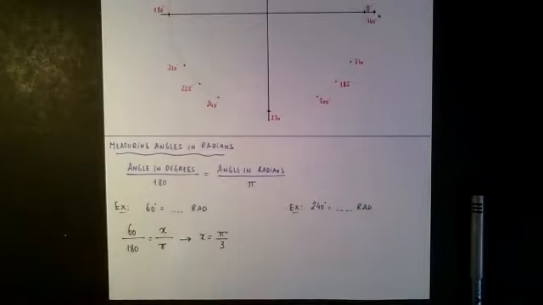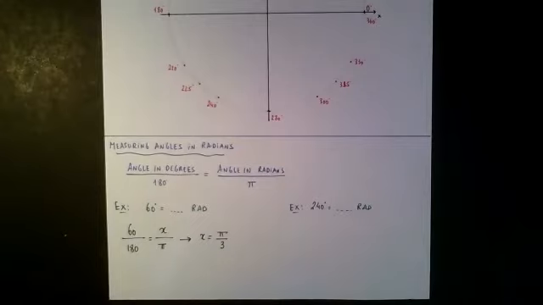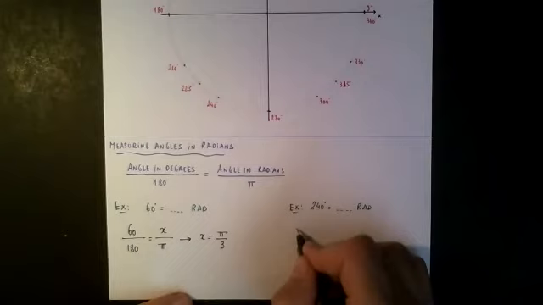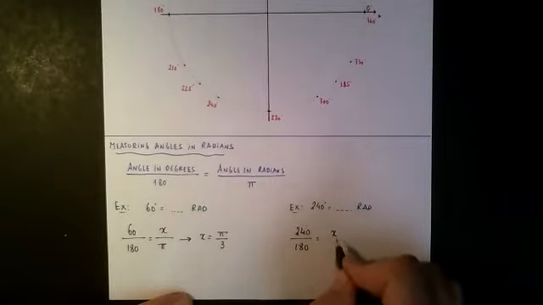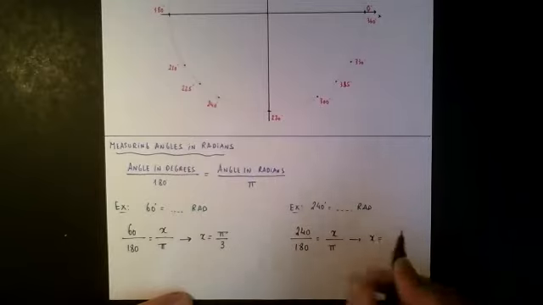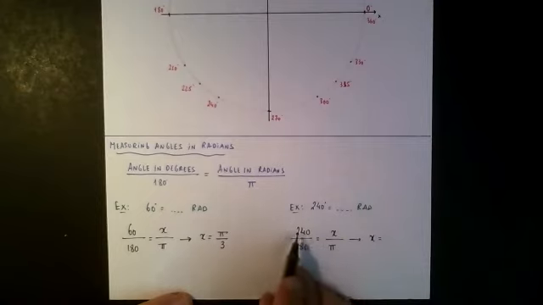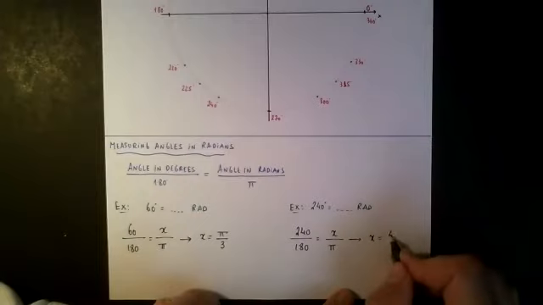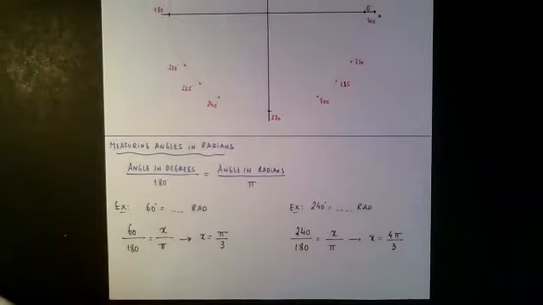Let's do 240. You want to try it? Take 2 seconds and try it. Okay, so 240 over 180 equals x over pi, which means if you isolate x, you'll get pi times 240 over 180. You could simplify the fraction, and you should get 4 times pi divided by 3. Okay, good.